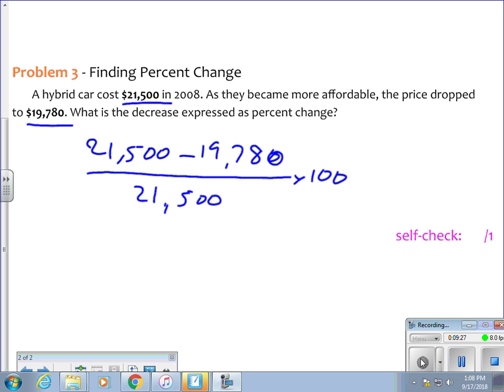Yeah, 8%. Which actually is not bad for depreciation. That's not bad. Depreciation happens pretty quick on cars. Questions? Okay.